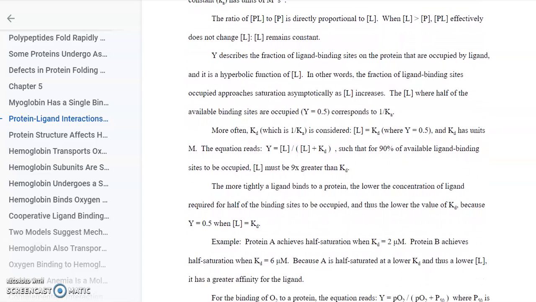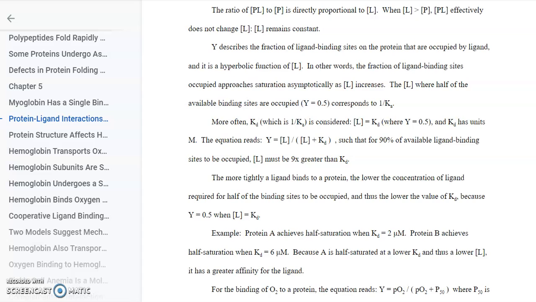The ratio of the concentration of PL to the concentration of P is directly proportional to the concentration of L. When the concentration of L is greater than the concentration of P, the concentration of PL effectively does not change the concentration of L. The concentration of ligand remains constant.